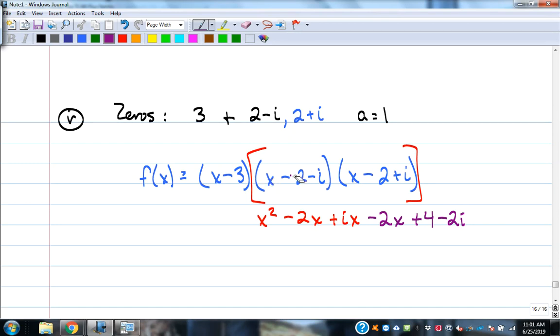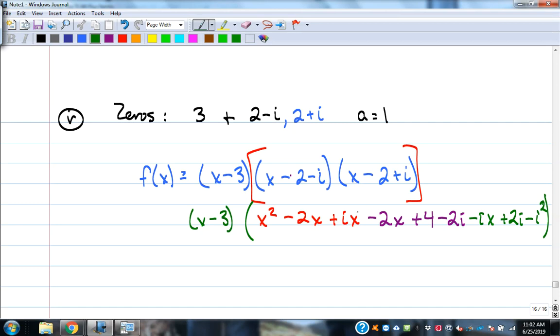Okay, so I've distributed the x, I've distributed the negative 2. Now I've got to distribute the minus i. So I'm going to do that in a different color. Negative i times x would be negative ix. Negative i times negative 2 would be positive 2i. Negative i times positive i would be negative i squared. All of that is what that turned into. Okay. The beauty of it is it simplifies quite a bit.